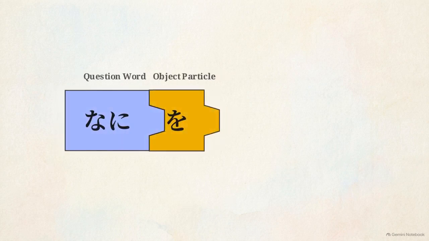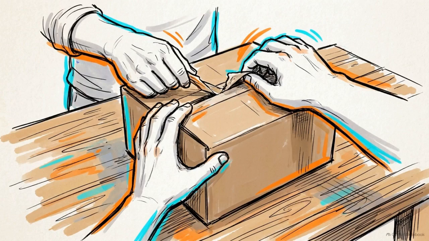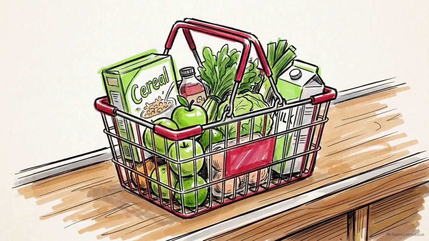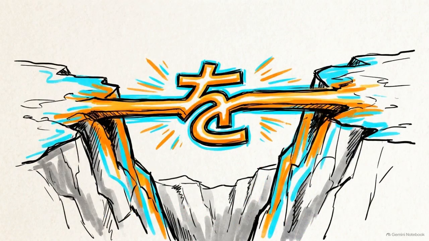Our first formula connects our question word to a direct action using the object particle, wo. The structure is simple: nani plus wo plus your verb. To ask what someone will eat, add the verb tabemasu ka. Nani o tabemasu ka? Whenever you need to know what object receives a direct action, like what they are drinking, or what they are buying, or what they are watching, this exact wo bridge is required.